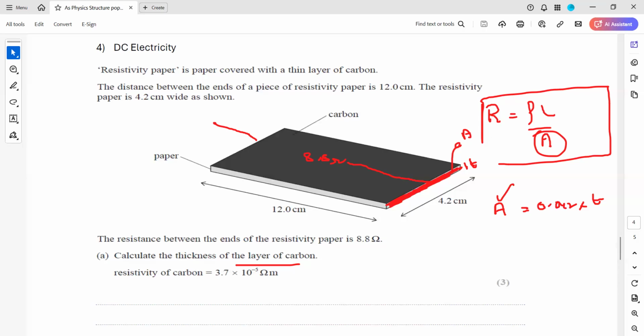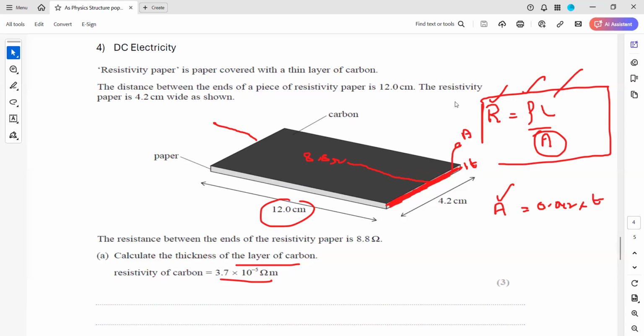So resistance is given to us. The resistance is given, which is 8.8. So we have this resistivity, that is also given, 3 point. So this is also given. What length will I take? It's 12 centimeter, but it should be in meter, so you have to convert into meter. So you will take 0.12 meter.